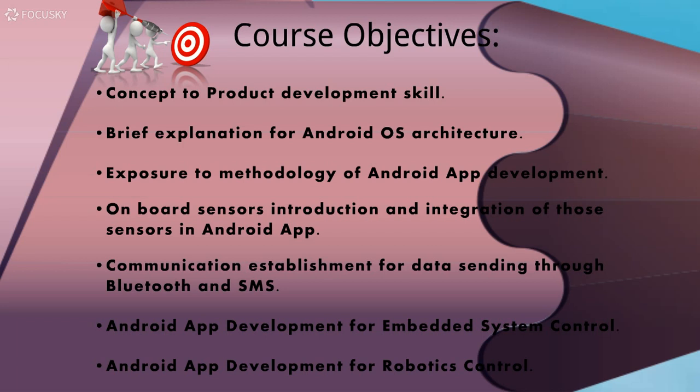Then communication establishment for sending data through Bluetooth as well as SMS. If you want to send data from one mobile to another mobile, how to send the data, and which kind of communication mode you're going to utilize. And using all these features, we're going to show you how to develop the Android app for embedded system control, and how to send the data from the mobile to the real embedded system.